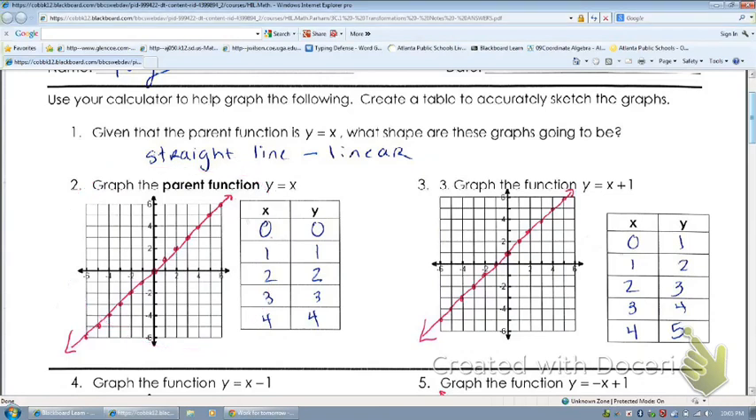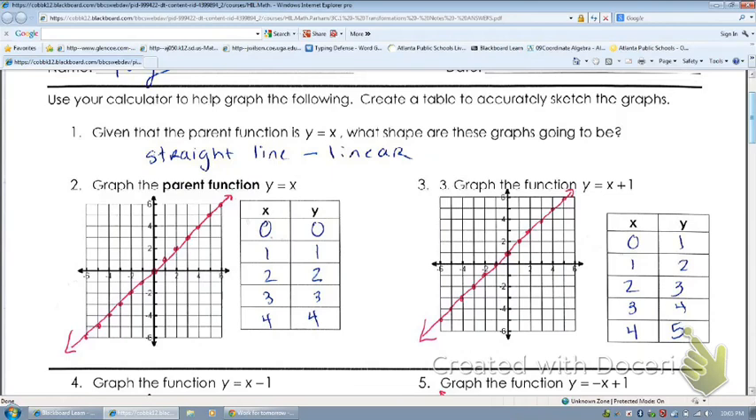After that, what you're going to do is graph number 3, y equals x plus 1. Same thing, input, output, or you can also use slope-intercept form: graph your y-intercept, then graph your slope. What I want you to start seeing, guys, is what's changing every time you're graphing these functions.